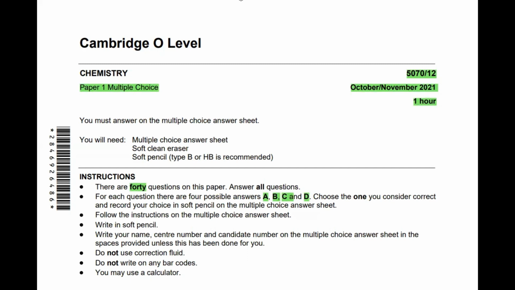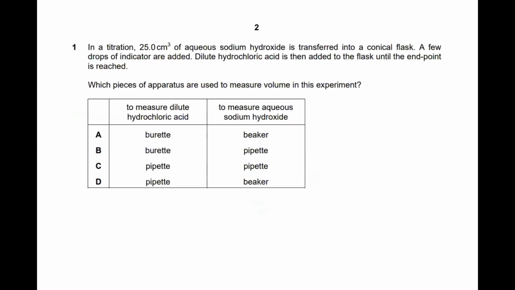Out of these 4 options, you have to choose the best answer. So now let's start with the paper. Now this paper has 40 questions. Let's start with the first question.